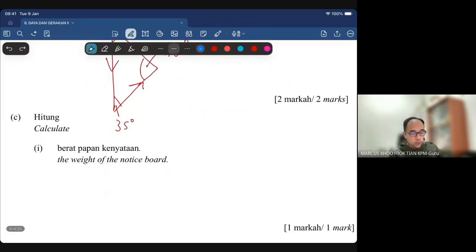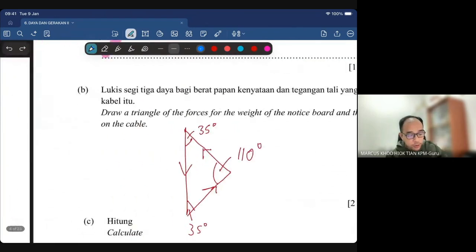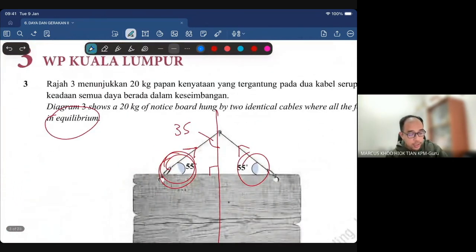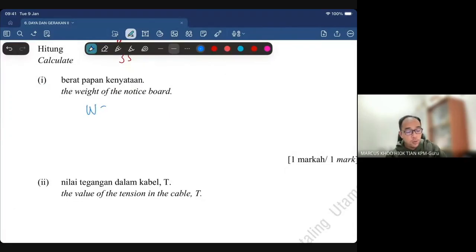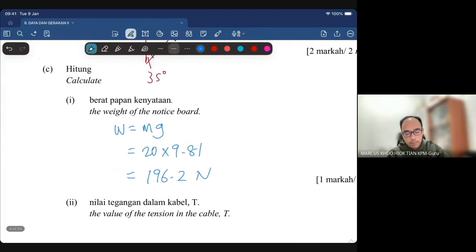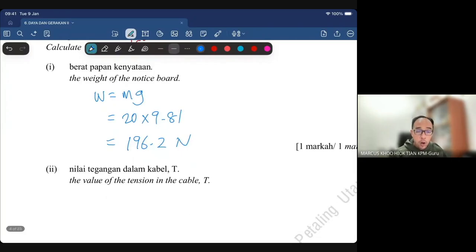The weight of the notice board. The notice board is given as 20 kg. If you calculate the weight, this is pretty easy. Weight equals mass times gravity. So it's 20 times 9.81, which will give you 196.2 newtons. Please correct me if I am wrong.